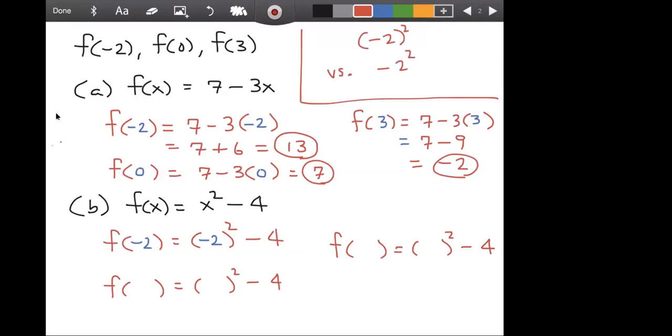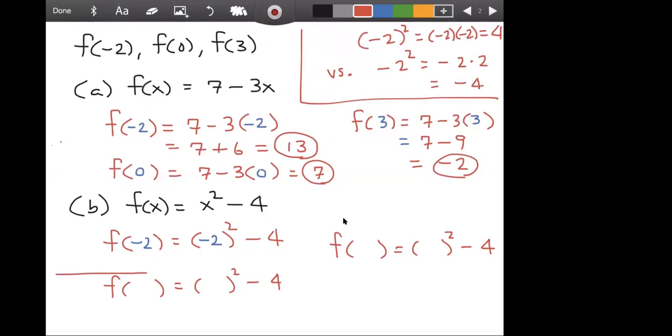The square of -2 means -2 times -2, which comes out to +4. Whereas if you leave out the parentheses, that means multiply 2 by itself and then make the answer negative. So that would give you -4. Okay, so it does make a difference whether you put the parentheses there or not.